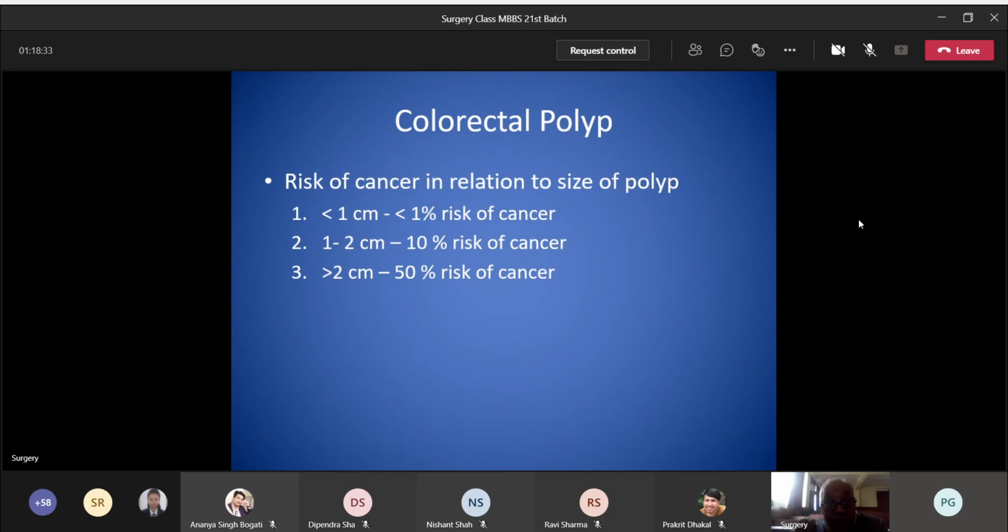So that's very important. The number of polyps present also tells you the malignant potential. Any polyp more than 2 centimeters has almost a 50% chance of becoming cancer. That's why you have to look. The magnitude of malignancy depends on the size of the polyp. So if you see polyps more than 1 centimeter, and 2 centimeters or more, they have more potential for malignant change.